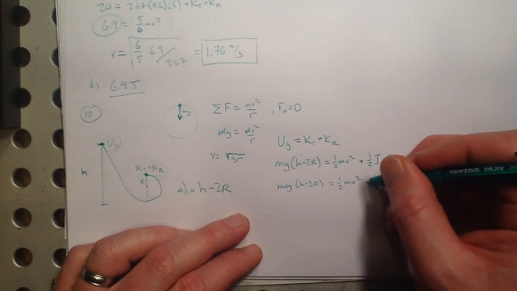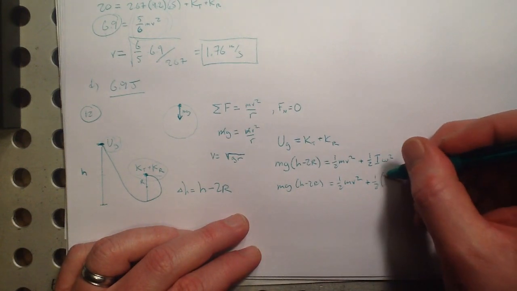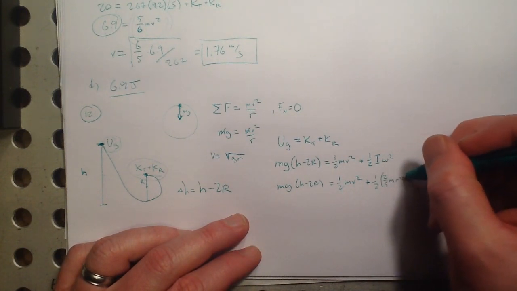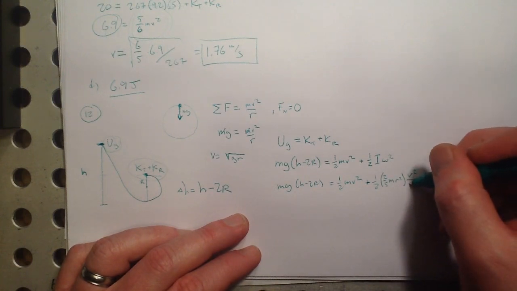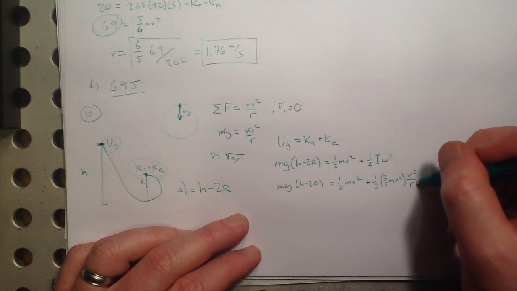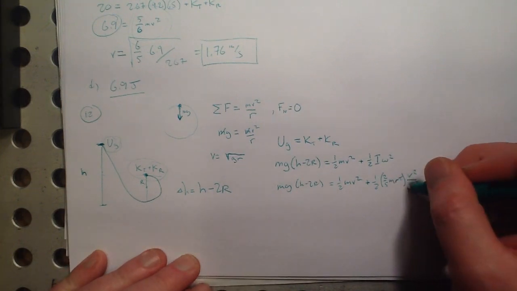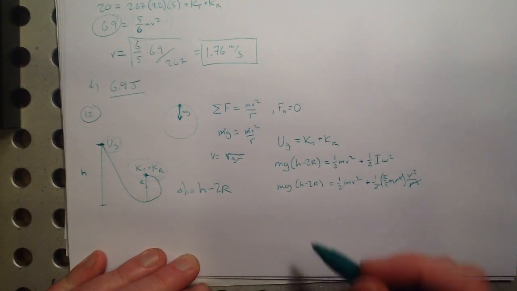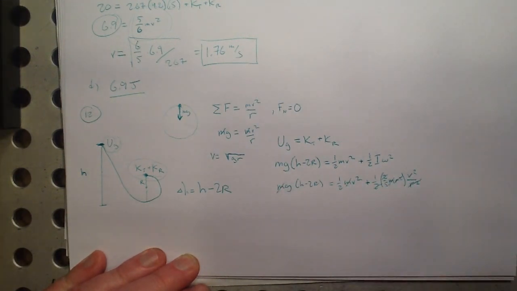Plus 1/2, and this is a solid ball, right? So they told us that. That means we know it's 2/5 mr squared, and then omega squared is v squared over r squared. So our r squareds cancel out, the 2's cancel out here, the masses cancel out.